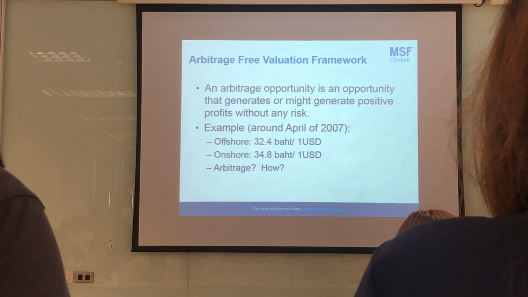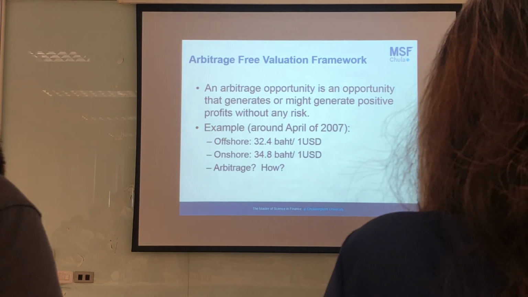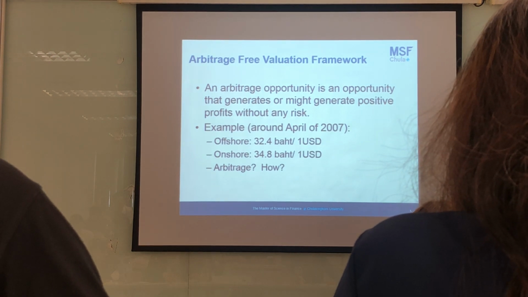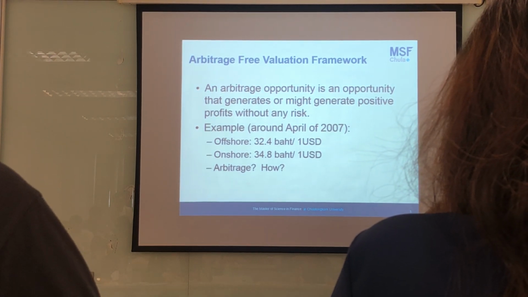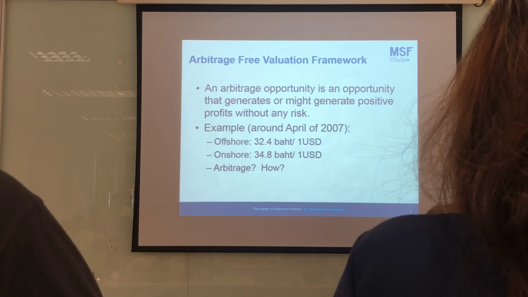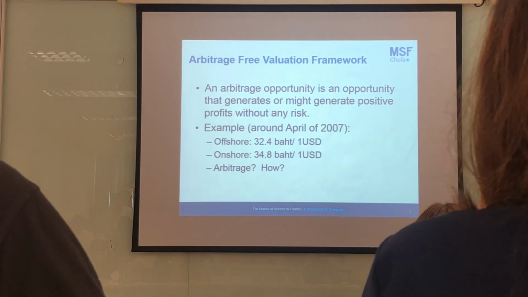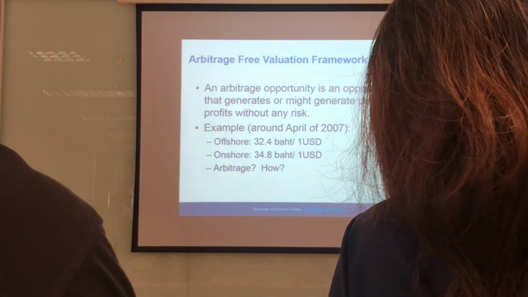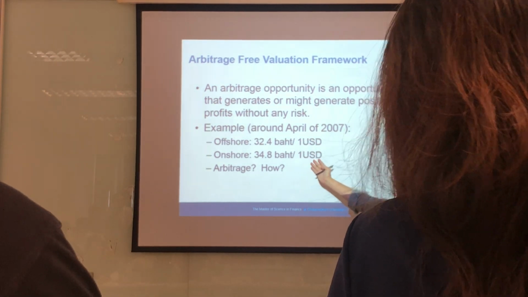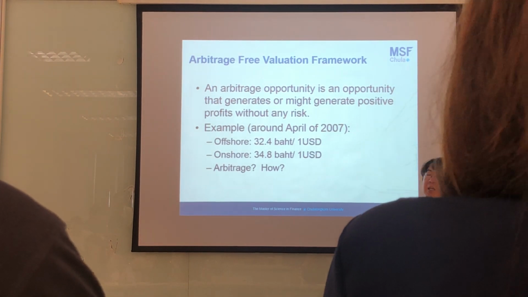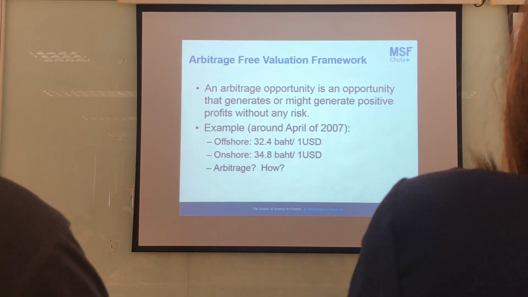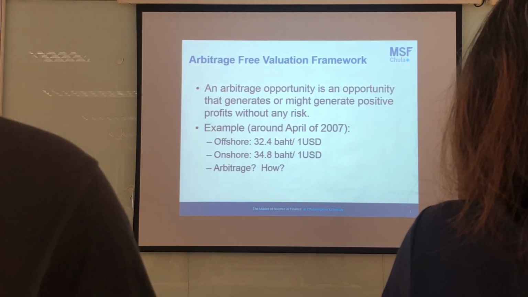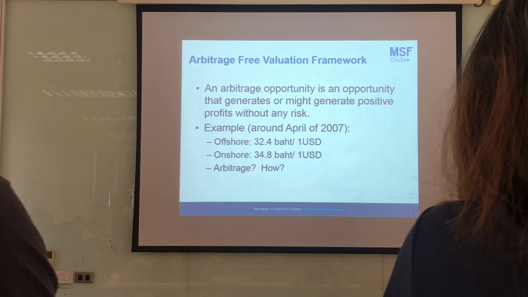Okay, you observe the price of the financial security, and if you can find any opportunity to make a profit without risk, that is the arbitrage opportunity. This is an example of an arbitrage opportunity. Okay, suppose you can observe the US dollar Thai baht. For the US dollar Thai baht in Thailand, we actually have two markets.